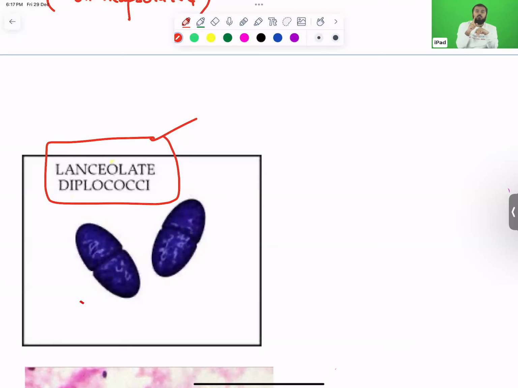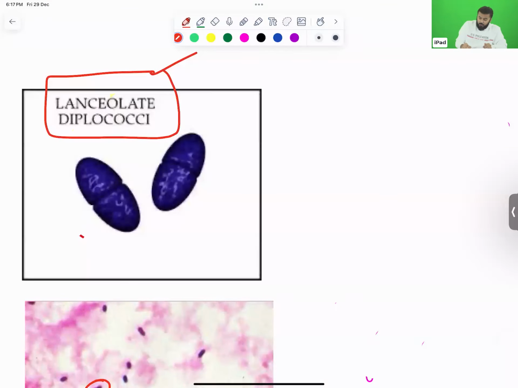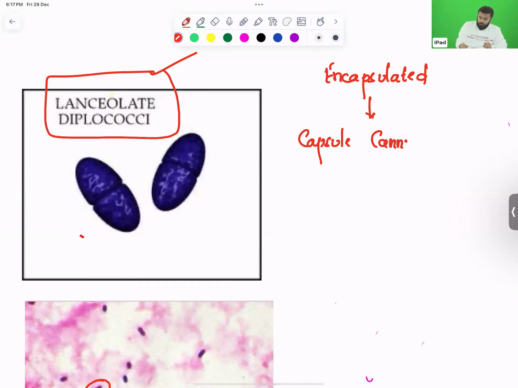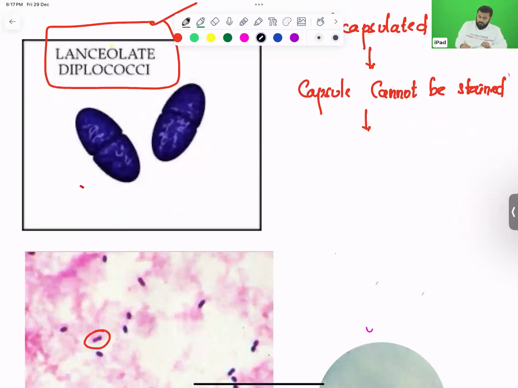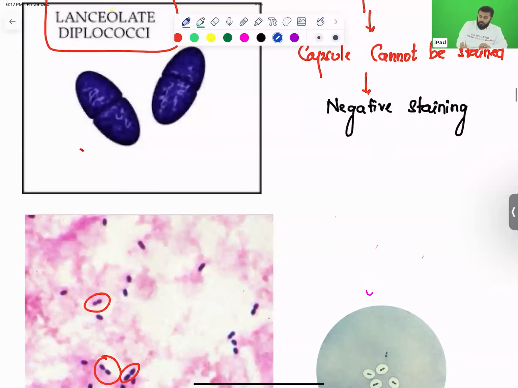That kind of staining method, what was it called? Negative ink staining method. We discussed the mechanism of that in detail previously. So that kind of staining method is called negative staining. Here, this is encapsulated. When it is encapsulated, the capsule cannot be stained. So this kind of staining method you call as negative ink staining method.